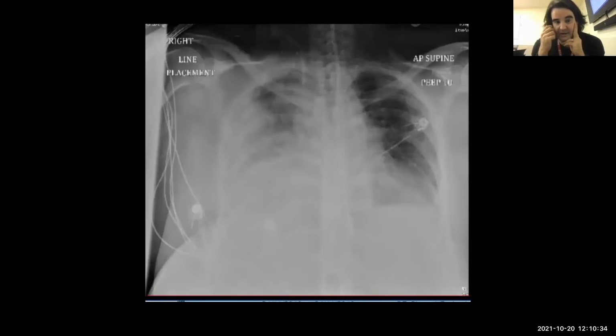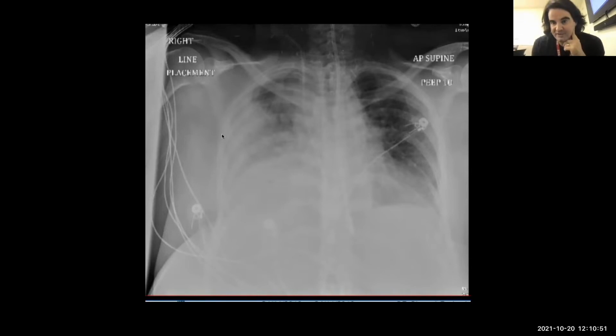So this was her X-ray here. You can see that there's a large degree of right-sided infiltrate. It's almost across the entire thorax. There's been a line inserted here on the right and a host of other lines as well.